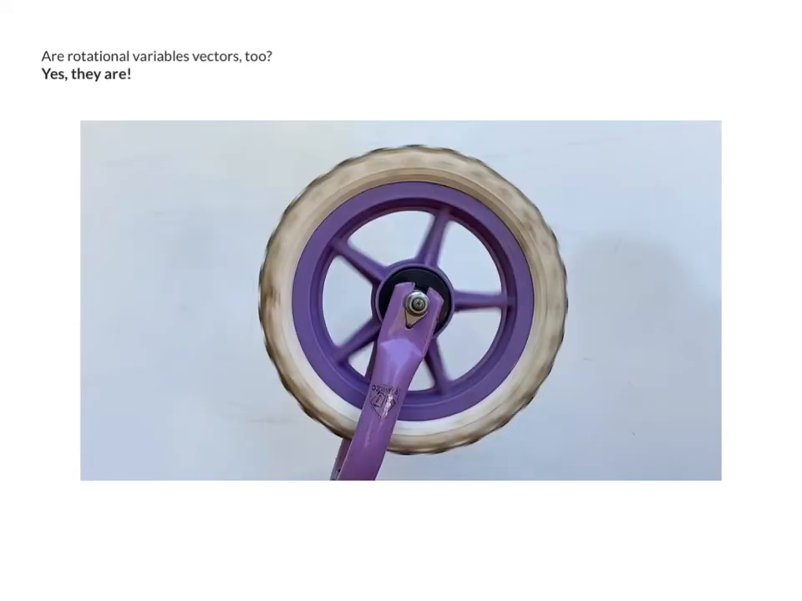So we looked at the rotational variables, and we didn't say anything about vectors, but are they vectors too? I mean, we knew that displacement, velocity, and acceleration were vectors. What about the angular counterparts? The answer is yes, they are. And the direction is going to be given by the right-hand rule. And let's look at this little video here to illustrate how to do this right-hand rule.